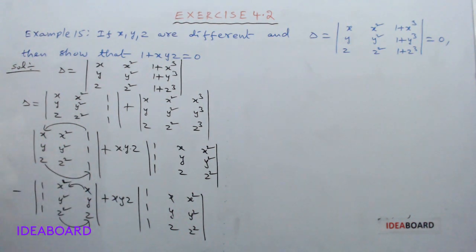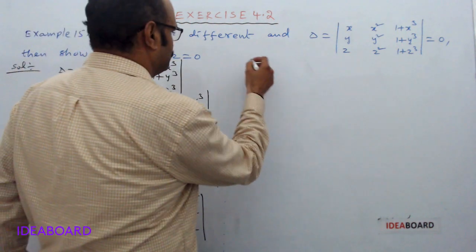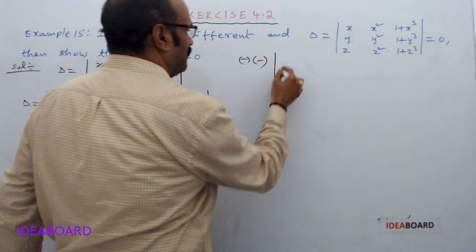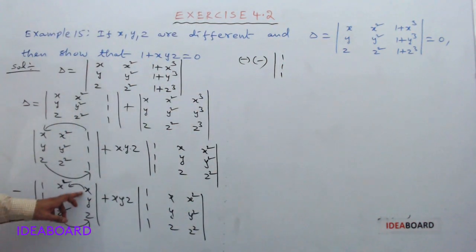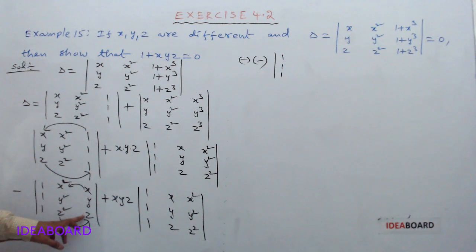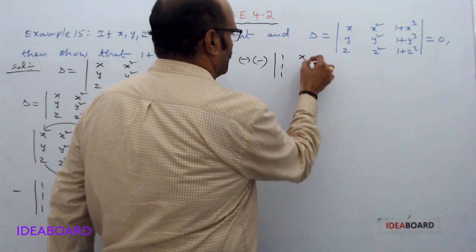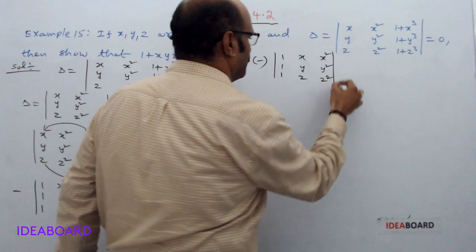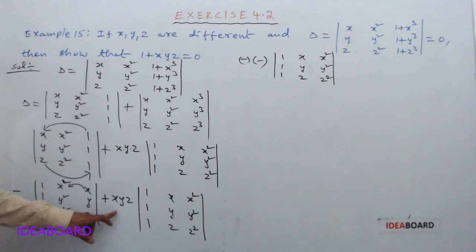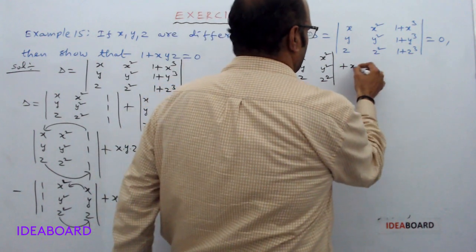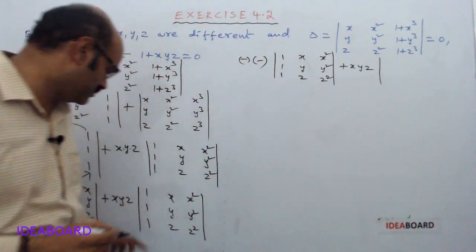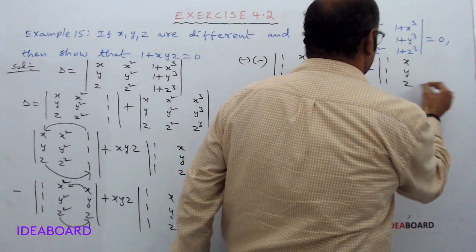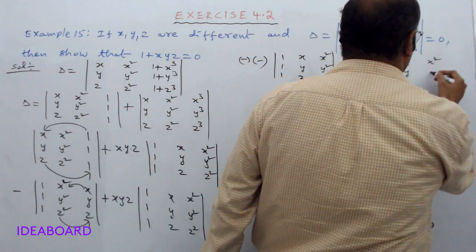Then we have to take minus before the determinant. Minus determinant of 1, 1, 1. Now here you have to write x, y, z in column 2, x square, y square, z square in column 3, plus xyz into determinant of, we have 1, 1, 1, x, y, z, x square, y square, z square.